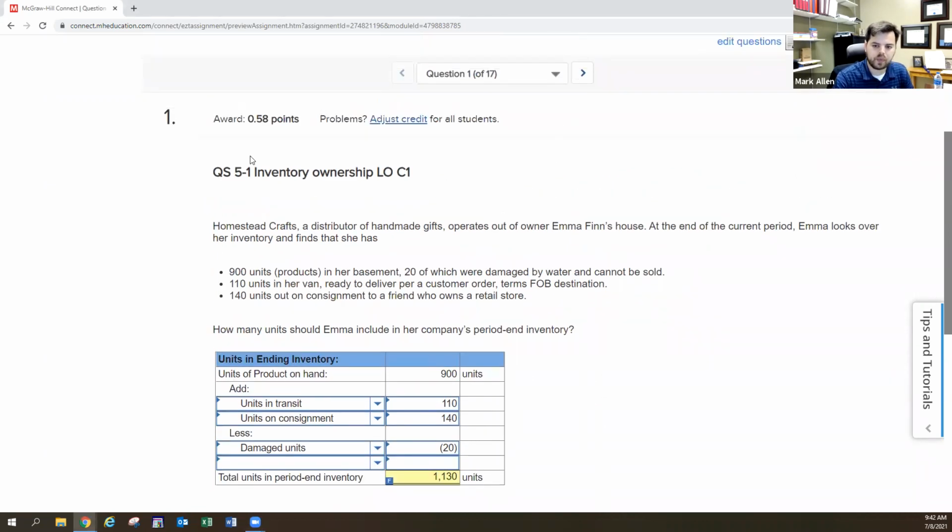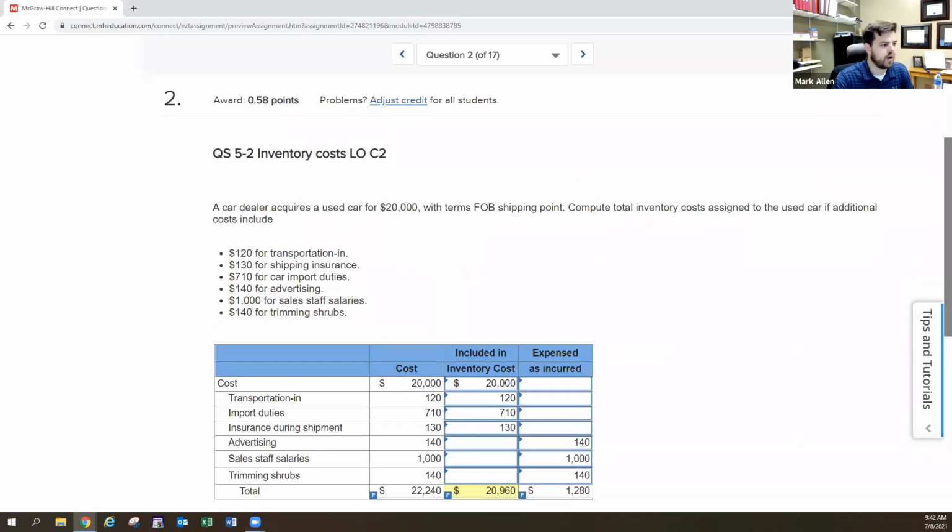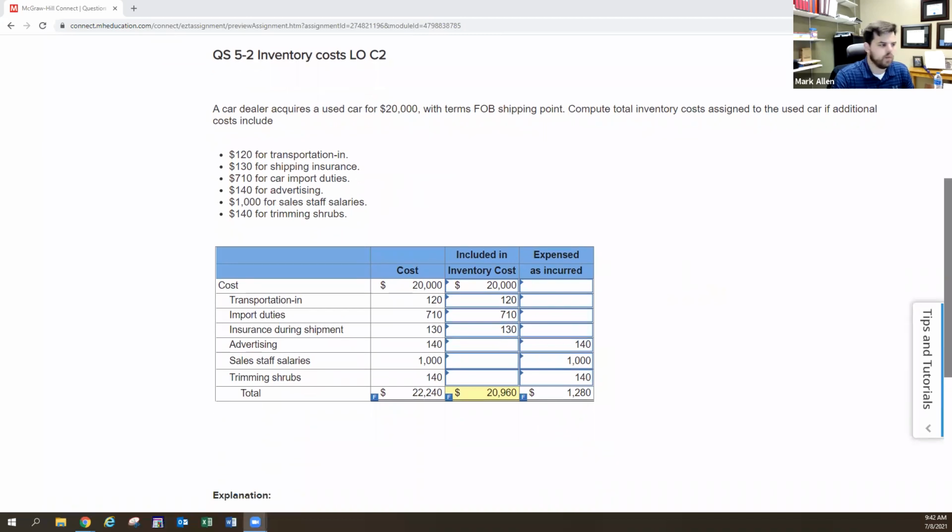Now, for the second problem that we've got, and let me just scroll down a little bit. For the second problem, we see that a car dealer acquires a used car for $20,000. Notice the terms, always very important. FOB shipping point. So who's paying the shipping? If this changed hands at the shipping point, it is no longer the property of the seller. It is now the property of the buyer. And if it belongs to the buyer, the buyer must pay shipping.